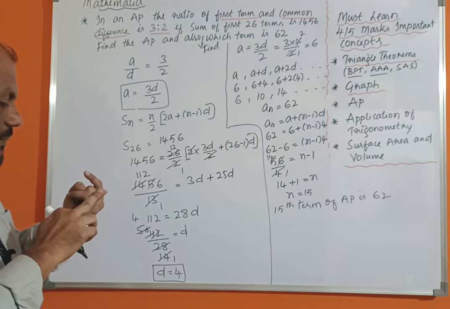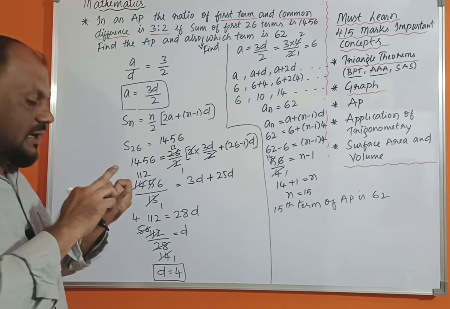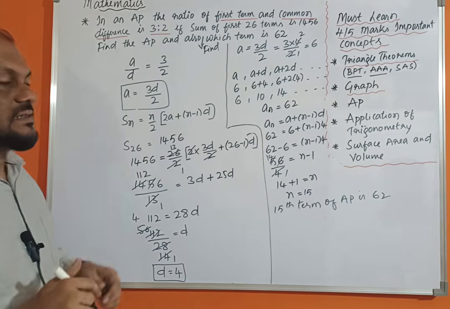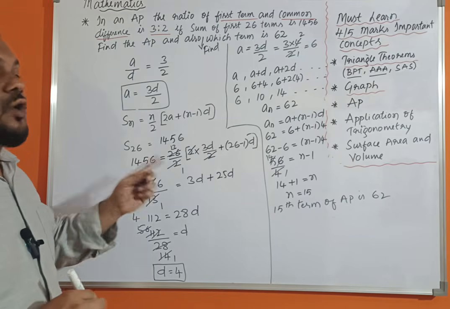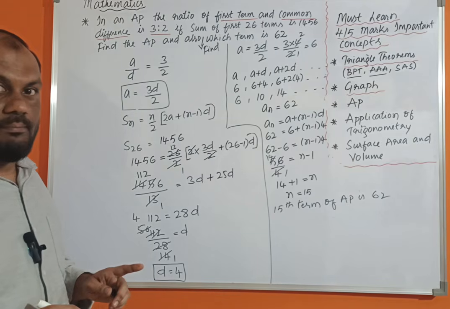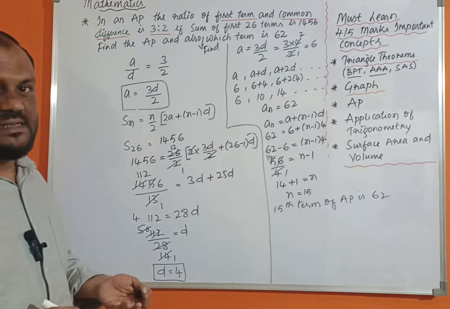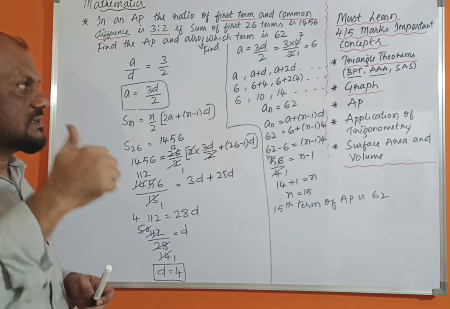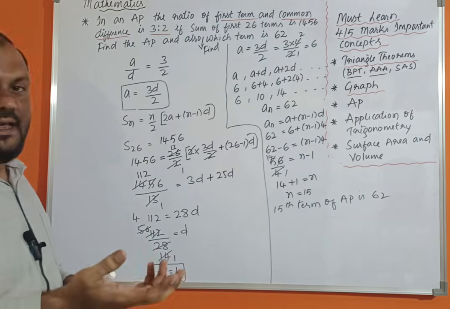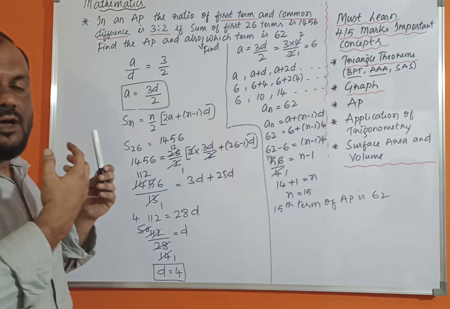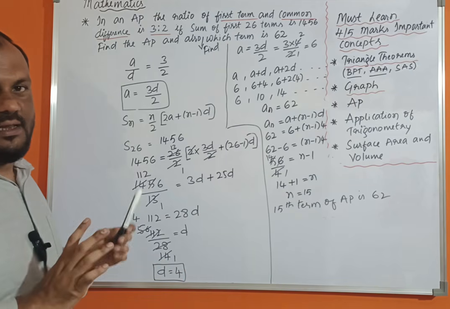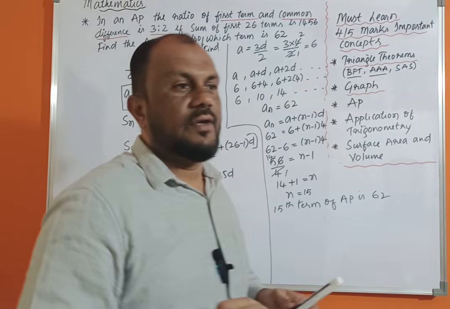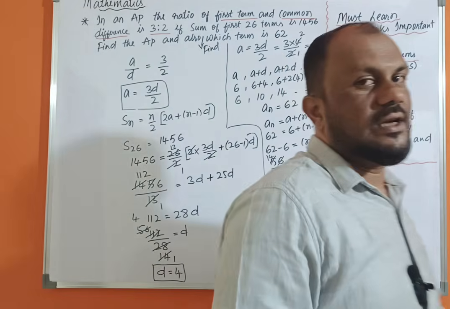Okay, this is how we solve the AP. In this we revised the concept of Sn, the concept of An, and how to write the AP also. Concepts are important, not the sum, because any sum can be asked in your examination. If you are thorough with the Sn concept, An concept, and writing AP concept, you can solve all similar sums. Next, we move on to one more sum of AP. Then we'll go to the application of trigonometry.